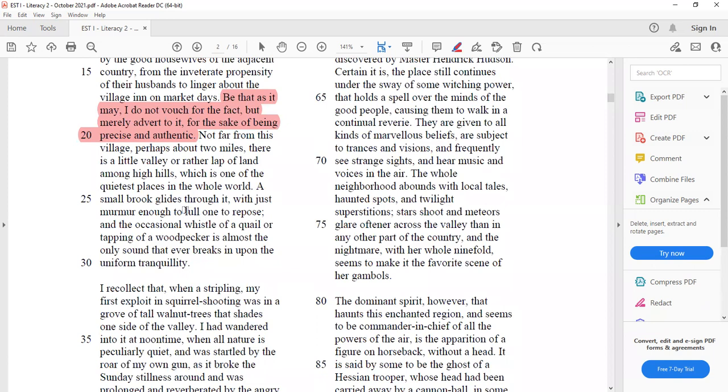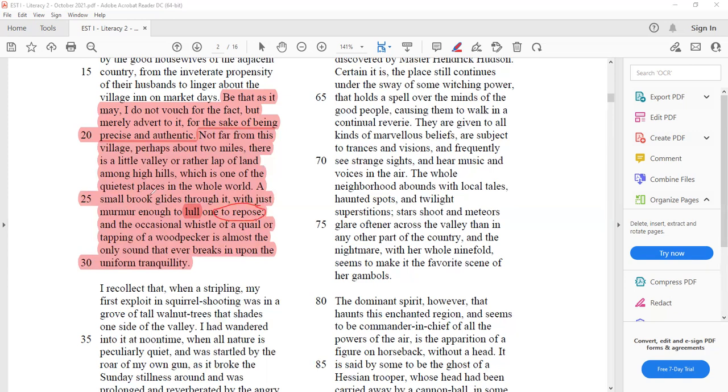"Lull" is here. So I'm going to read the sentence that includes "lull" in it. It's from "Not" and ends with "tranquility." If you look here, he said, not far from this village, perhaps about 2 miles, there is a little valley, or rather lap of land among high hills, which is one of the quietest places in the whole world. A small brook glides through it, with just murmur enough to lull one to repose. What will give you the meaning is the word "repose."